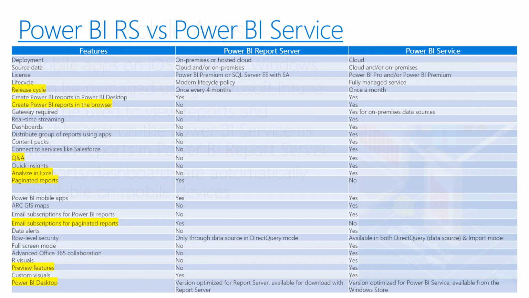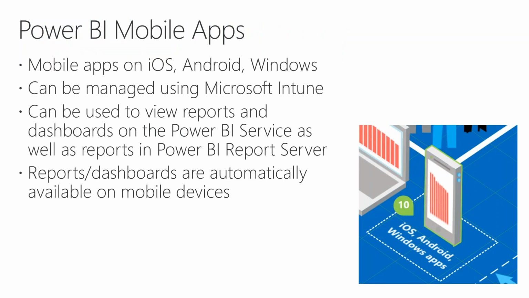Okay. All right. The mobile apps, all the mobile apps are free to download on iOS, Android, Windows. These can be managed using Microsoft Intune. And these are used to view reports and dashboards that are in the Power BI service, as well as reports that are on Power BI Report Server. So if you want to give access to users from whatever device they're using, you can download the Power BI apps on iOS, Android, Windows Phone, and get access to your Power BI reports. If you're using the Power BI service, all a user has to do is download the app, log in, and they've automatically got access to all the reports and dashboards that they've got permissions on. So this is a great way for you to expose your content to your authorized users on their mobile device without a lot of management, without a lot of effort, but still in a secure way.